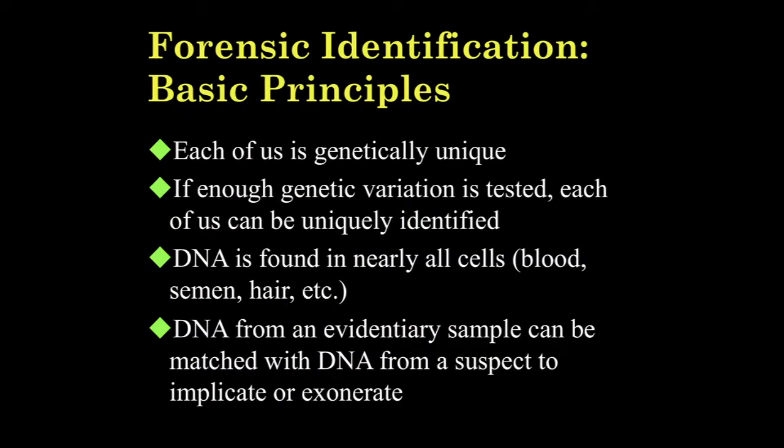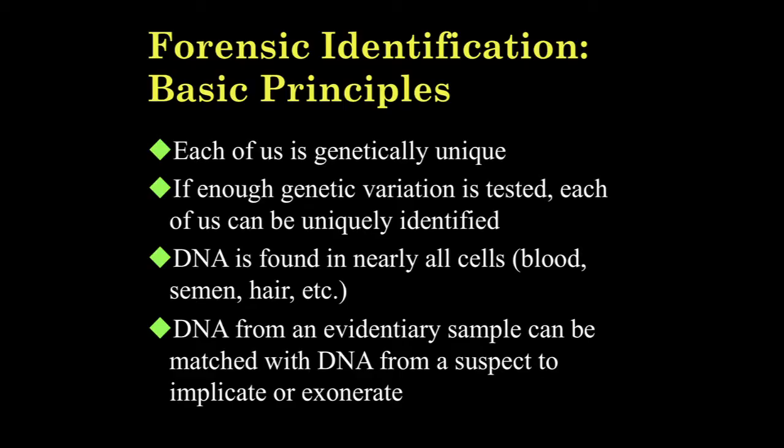But just very quickly, what this means is that each one of us is genetically unique. I can tell that. And if enough genetic variation is tested, each one of us can be uniquely identified. But do I need to sequence all of your DNA to do that? That'd be one way to do it, although very tedious. DNA is found in every single cell in your body, except for red blood cells. But there's plenty of other cells in your blood that have DNA in them.